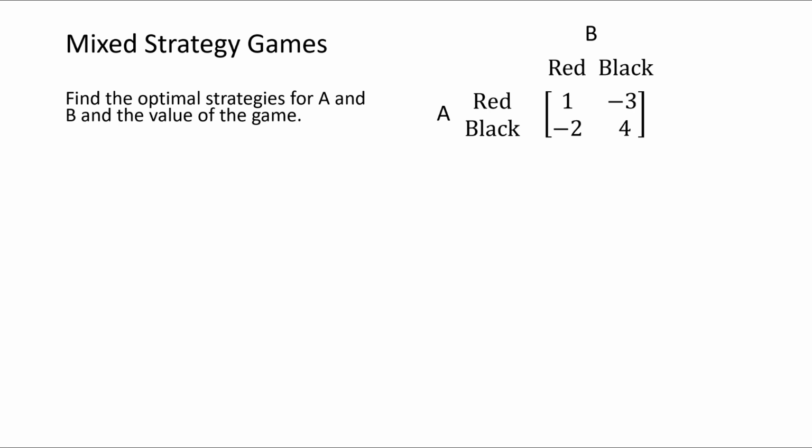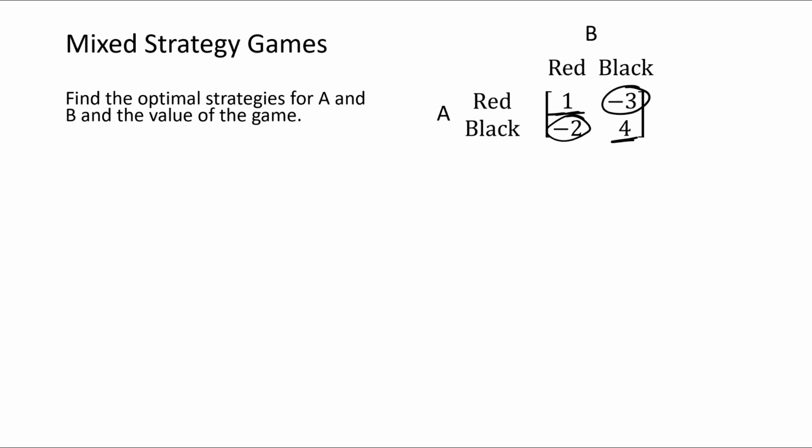So that is, if both players choose a red card, A wins $1. If both players choose a black card, A wins $4. If they choose different colors, where A chooses red, B chooses black, A loses $3 or B wins $3. And if A chooses black, B chooses red, then A loses $2, B wins $2. All right. So circle smallest in each row. That's the -3 in the first row, -2 in the second row. And then underline largest in each column. That's going to be the 1 in the first column and the 4 in the second column.